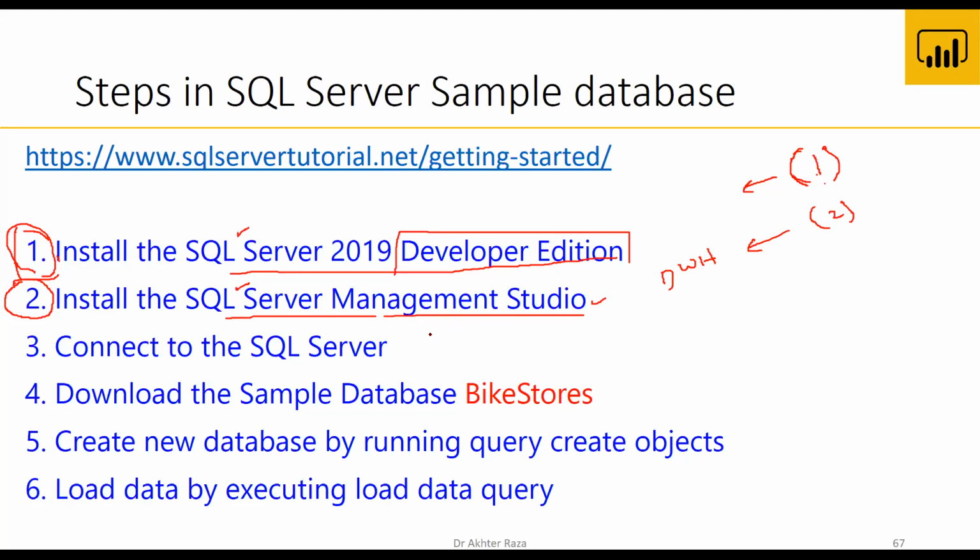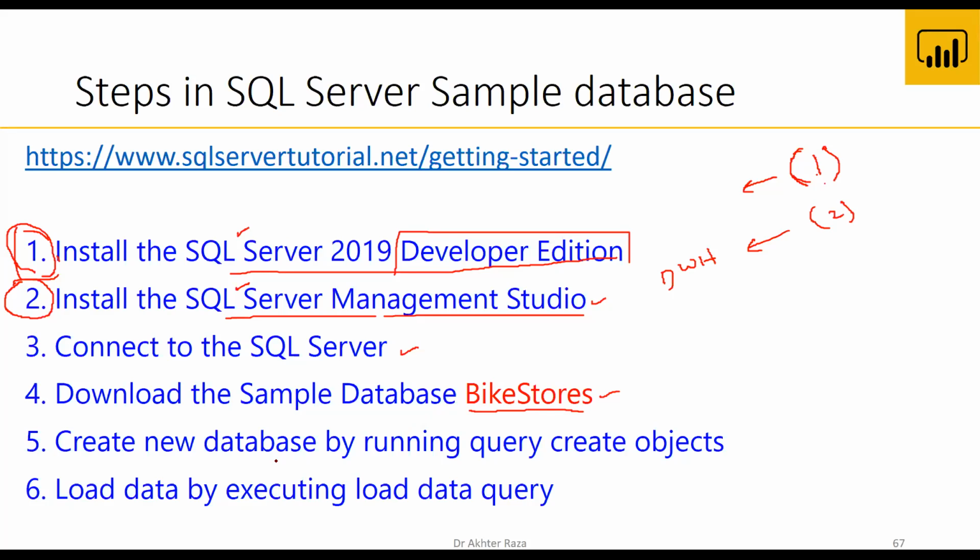The third step is to connect to the server. After installing these two applications, you have to connect to the server. After connecting to the server, you have to download a database. I am demonstrating a sample database here. How can I download the sample database? The links are given. The Bike Store database I will install here during the class.